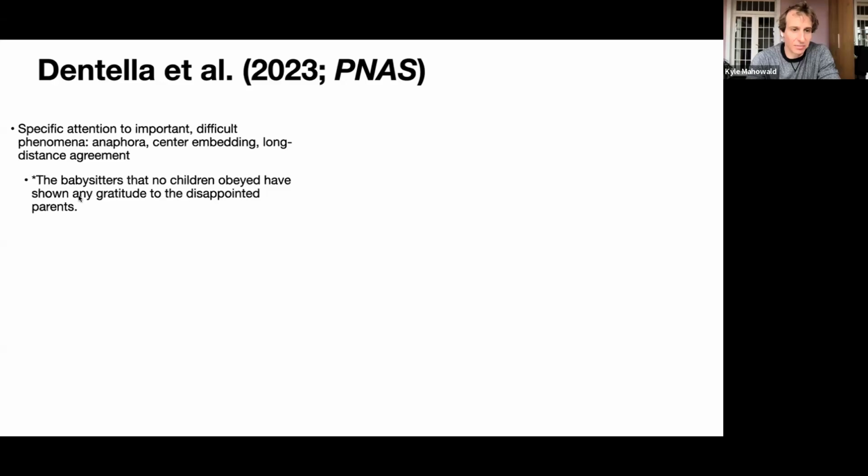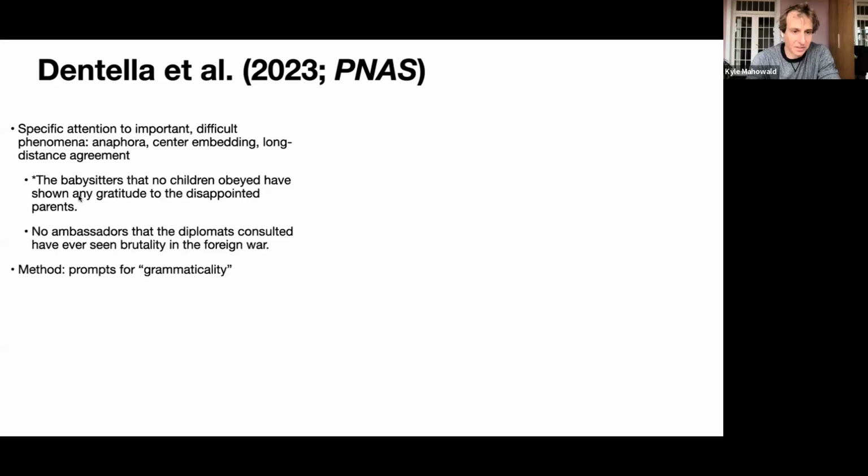So here are a couple examples. The babysitters that no child obeyed have shown any gratitude to the disappointed parents. This would be considered ungrammatical because, the babysitters that no child obeyed have shown any gratitude, this is a negative polarity violation. Whereas something like, no ambassadors that the diplomats consulted have ever seen brutality in the foreign war, is grammatical.